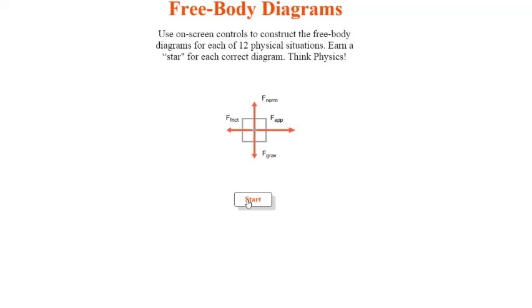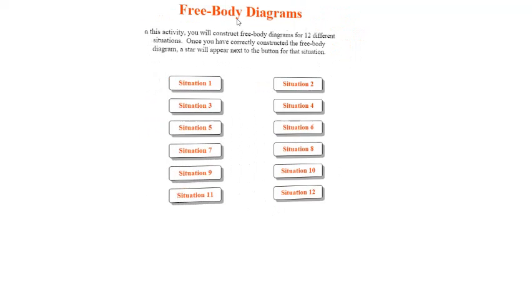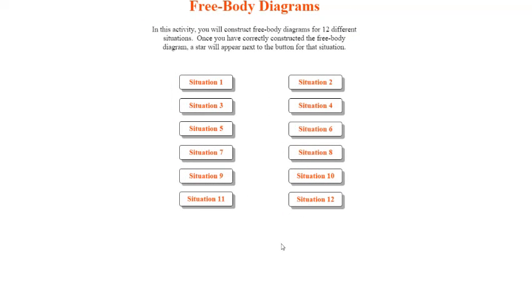So here's your splashdown page, and you hit start, and you're able to choose 12 different situations. I'm going to click situation number 1, and it tells me I've got a rightward moving car skidding to a stop across a level roadway with locked wheels. I can ignore air resistance. And so the question is, what are the forces acting on this car?